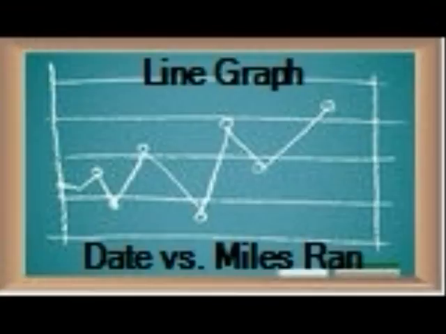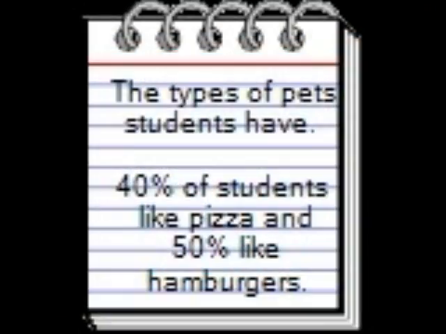By seeing the number of miles she ran every day for her marathon training, Rachel would be able to track her progress and see which days were better running days than others. Now it's your turn. Here are some scenarios similar to Rachel's. Read each scenario and determine which graph would be most appropriate. A bar graph, a circle graph, or a line graph.